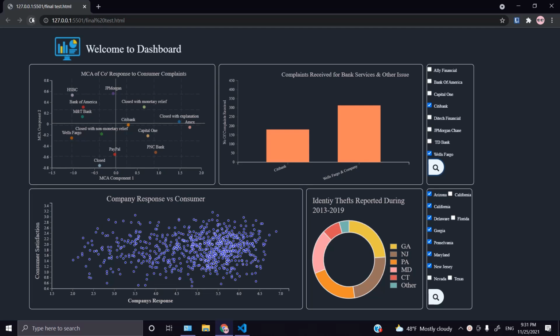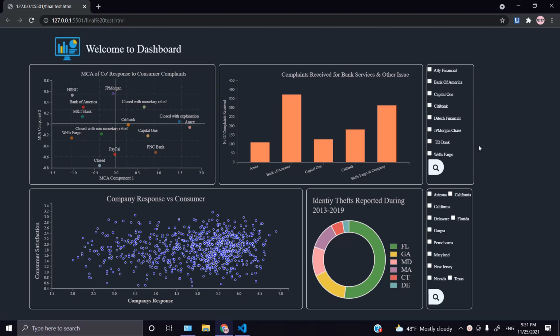In my last plot, I will show you my pie chart, which shows the identity thefts reported to these financial institutions. When you refresh, this chart will only generate the default values that have been given to it. In my default values, I'm using Florida, Georgia, Maryland, and three others. When you hover over the pie itself, you can see the number of complaints that have been reported between these six states.